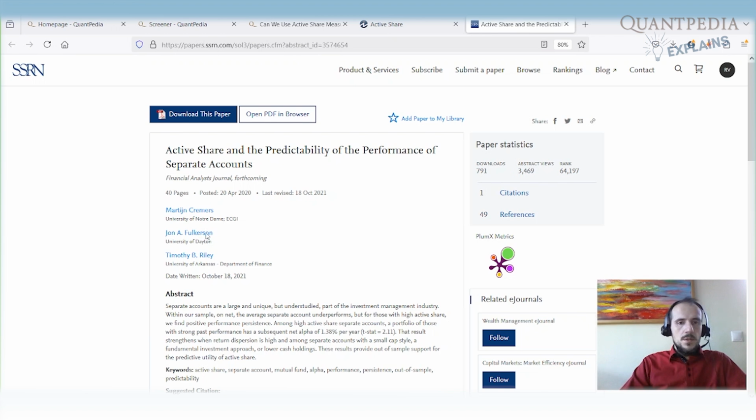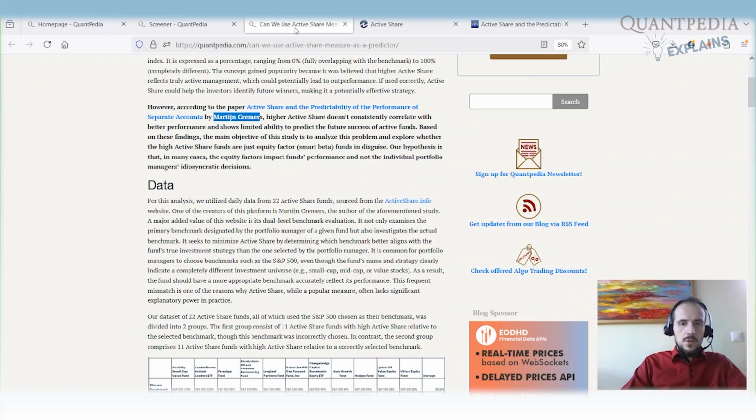Mr. Cremers and his team performed the analysis of the active share on a cross-sectional basis, so they used a lot of funds and ran the analysis. Our sample is a little smaller, so we do not use so many funds, but we go deeper in our analysis, you will see.